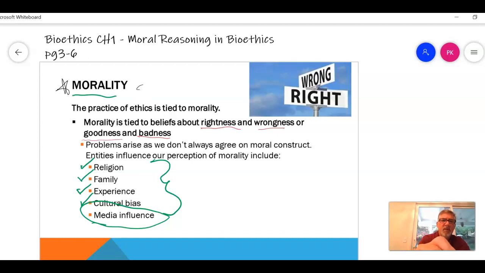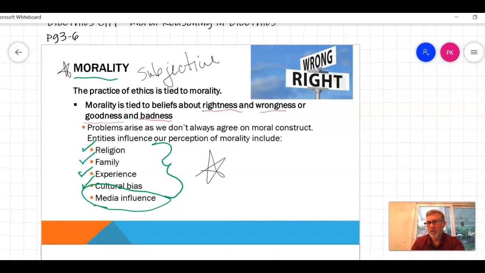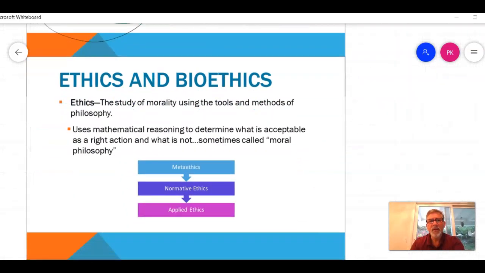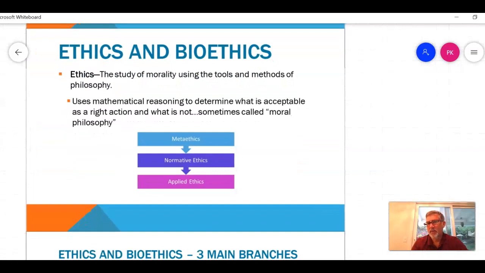So morality is subjective to all these influences. So if you're a moral person, you're only a moral person because you had all this influence in your life of morality. Now, ethics is something different, right? So ethics is based on reasoning. So if we can talk about that. So ethics, study of morality using tools and methods of philosophy.